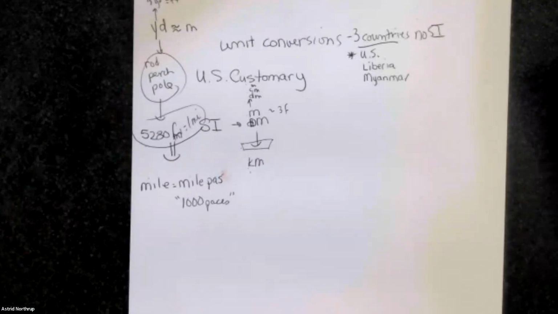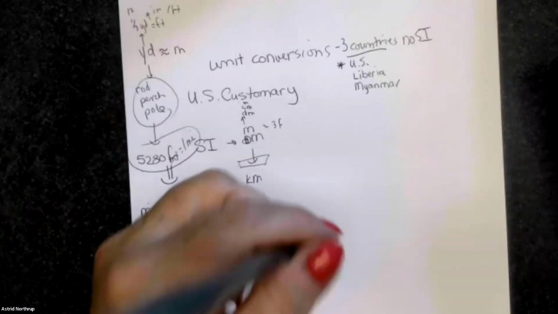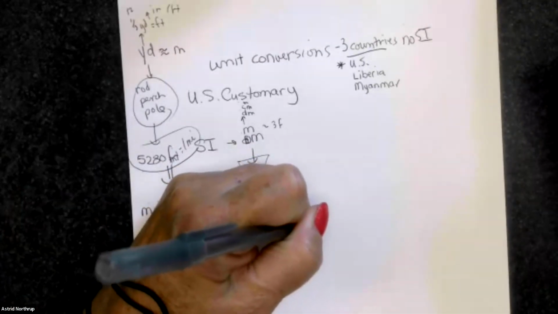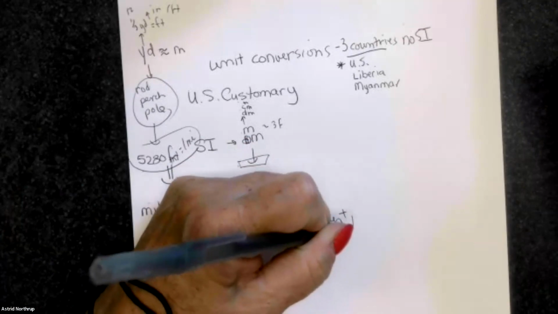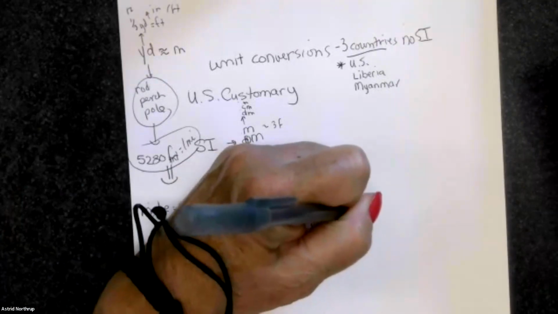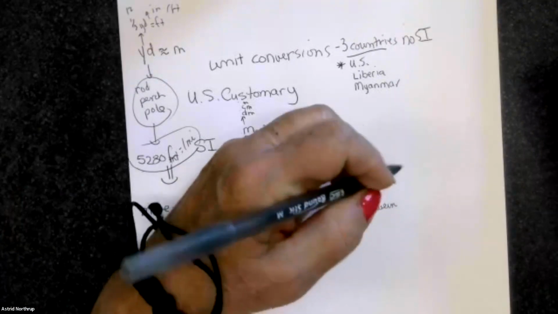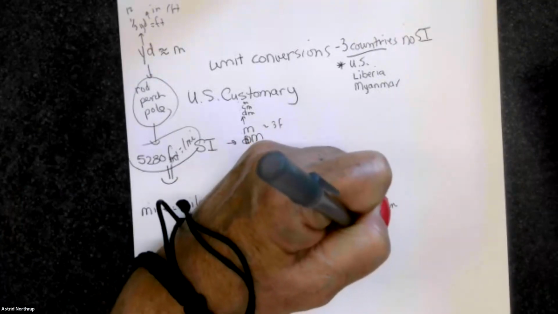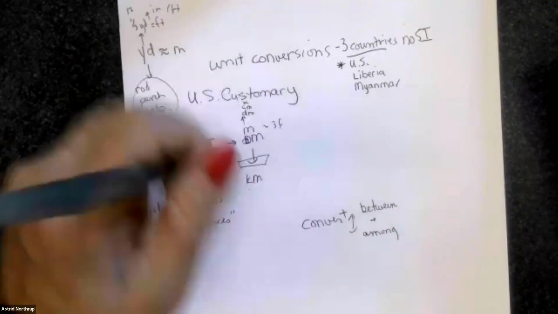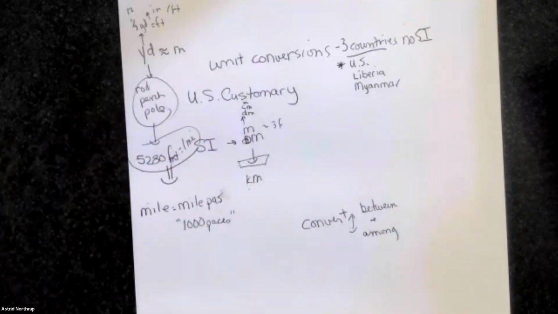But in the meantime, we get to do these things. So we need to convert between sets of units, and we need to convert within sets of units. So we need to be conversant with the US customary and with the metric system. All right, so that's what we're going to do first. And I'll take a look at some of the homework and we'll start talking about that.